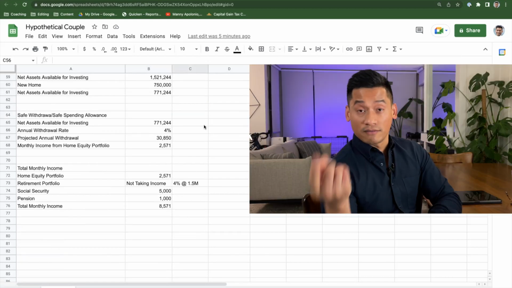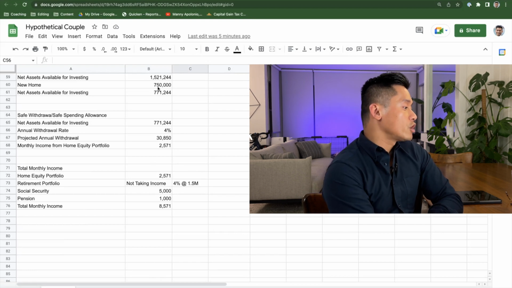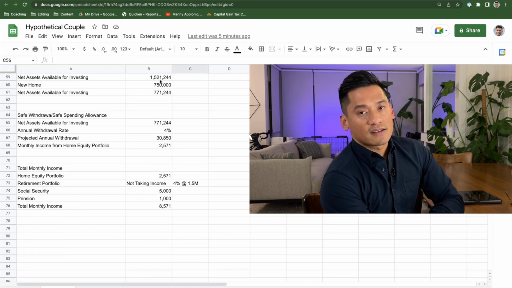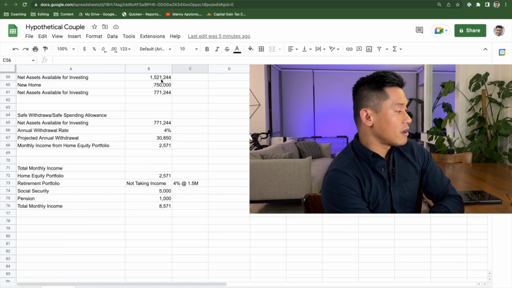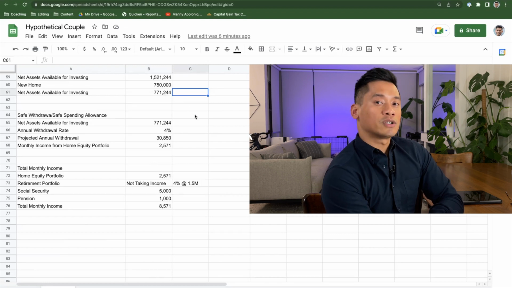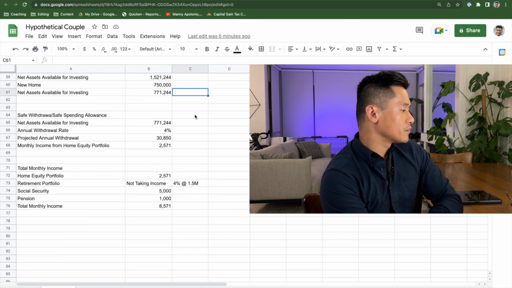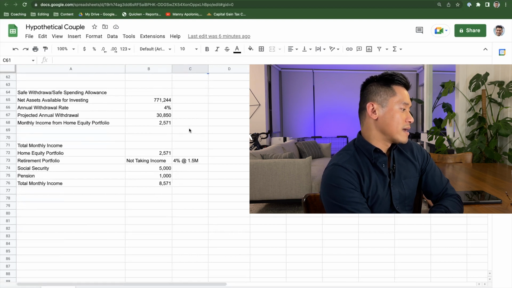But they're not going to invest all 1.5, right? They have to buy a house in Palm Springs. So from the 1.5, they're going to subtract $750,000, and that leaves them with $771,000 that will be deposited into their brokerage account, which will then be allocated appropriately in a portfolio that will produce income for them. How much income, you ask? I'm so happy you asked.